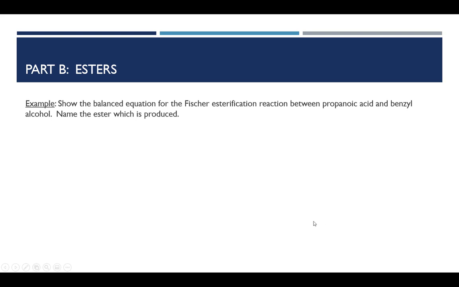So let's do an example here. Let's say that you're asked to write a balanced equation for Fischer esterification between the reagents propanoic acid and benzyl alcohol. And we would like you to name the ester which is produced. So let's start off first by writing down the compounds. First we're using propanoic acid, sometimes called propionic acid, that's the common name, and benzyl alcohol.